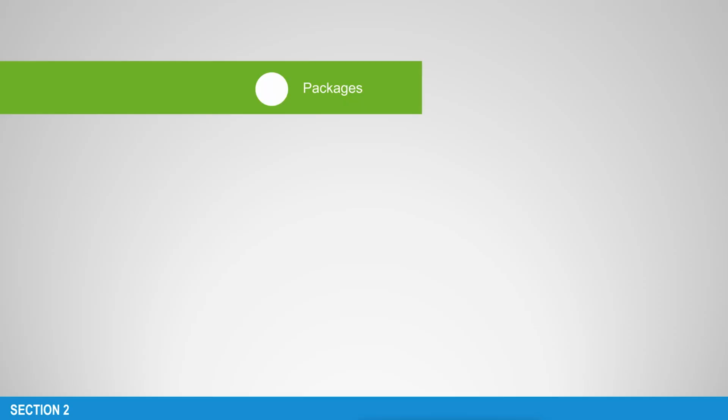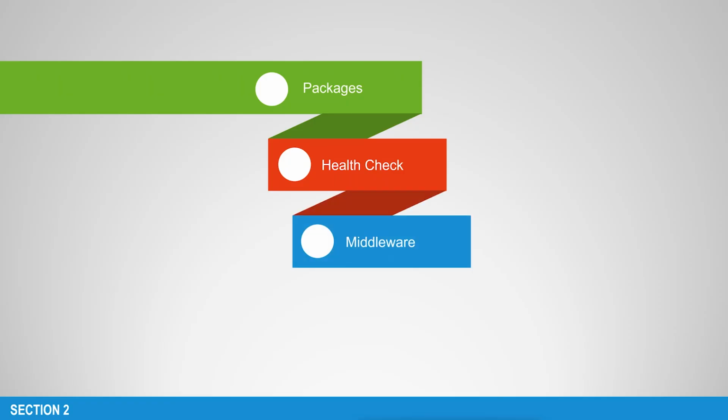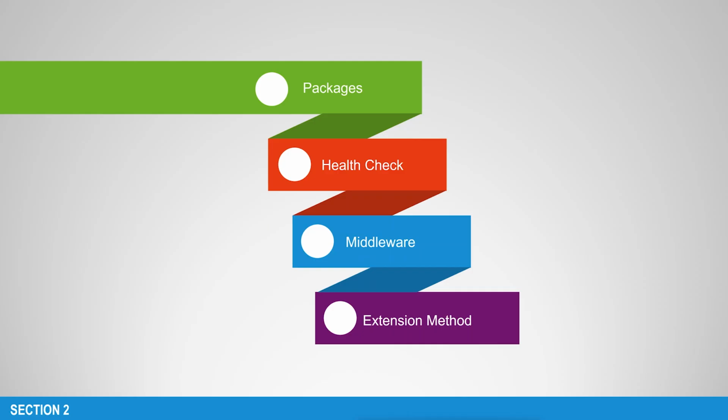In this section, we will add packages and use them. Next, we will add a health check endpoint. Next, we will look at middlewares in ASP.NET. And finally, we will abstract our service registration into an extension method.